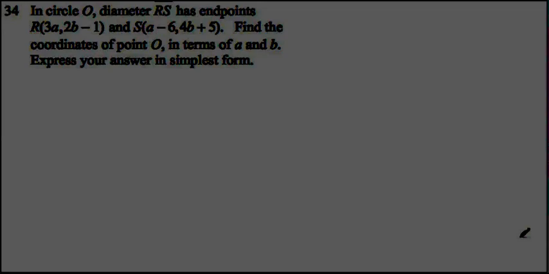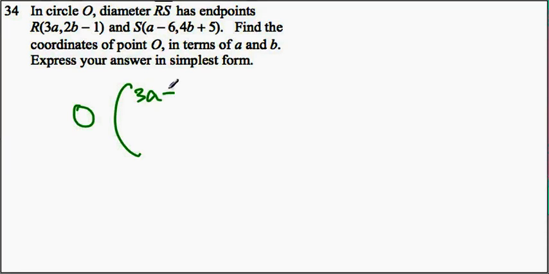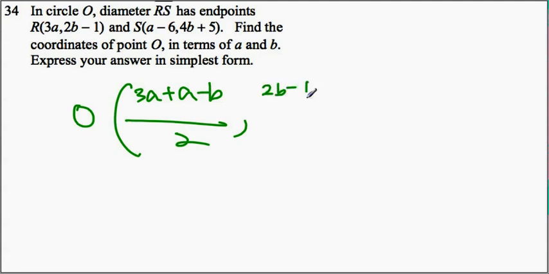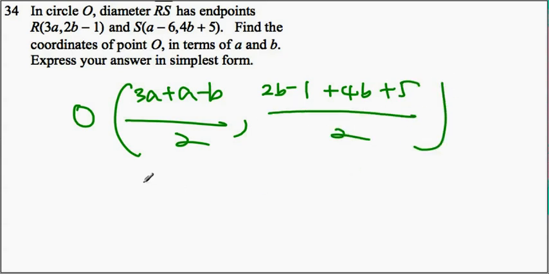Alright, let's look at number 34. Circle O has a diameter, and points are given in this way. This is the same concept as the midpoint formula. So that means the center O has to be the addition of those two, which is (3a plus a minus 6)/2, and the other value becomes (2b minus 1 plus 4b plus 5)/2. That becomes our center.